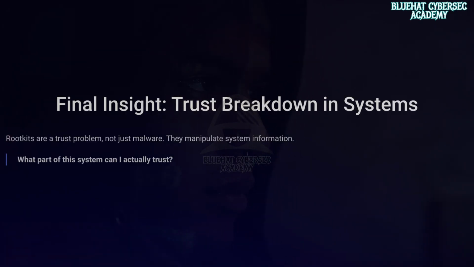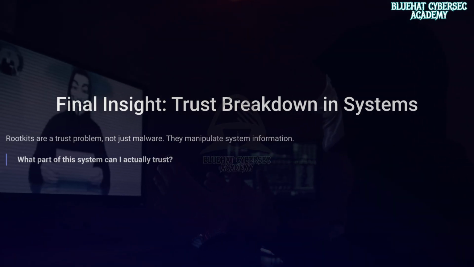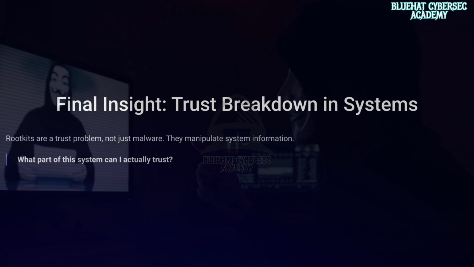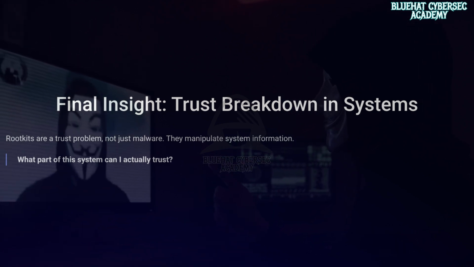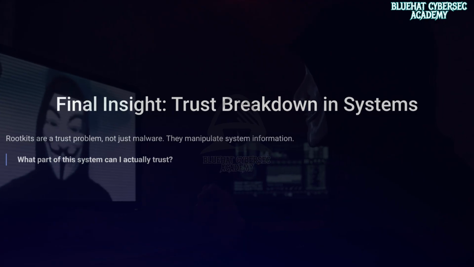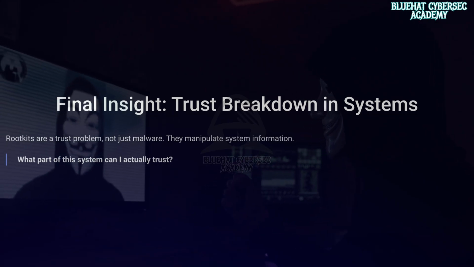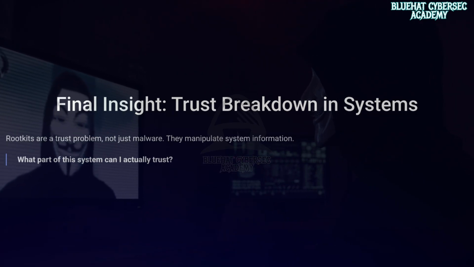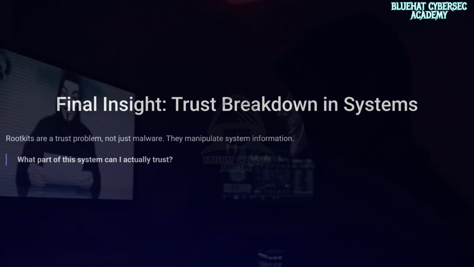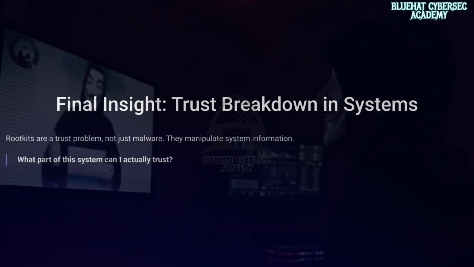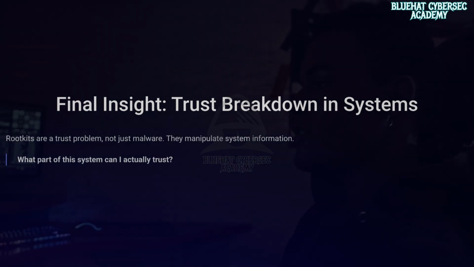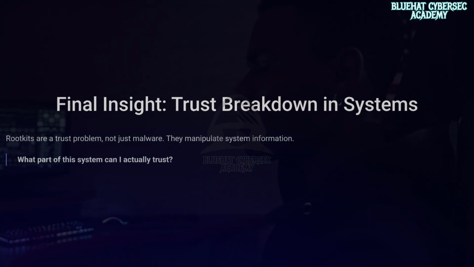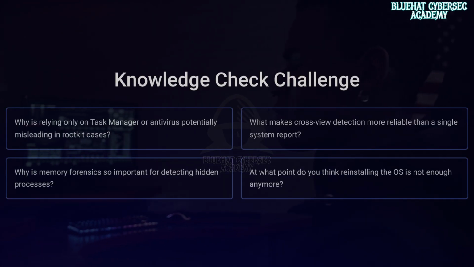Now let's bring everything together into one final idea. Rootkits are not just malware. They are a trust problem. They don't just hide files or processes. They manipulate the very information security tools rely on to make decisions. That's why detection and removal require more than scanning. They require skepticism, cross-verification, and sometimes full system reconstruction. Because once a system starts lying about itself, the question is no longer what is infected. It becomes, what part of this system can I actually trust?